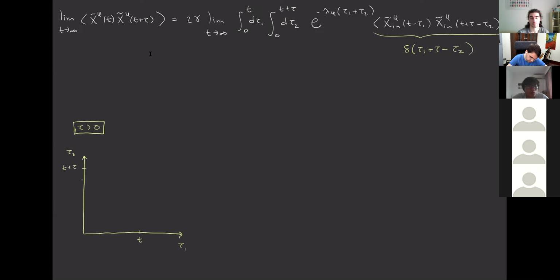So, and then t is somewhere around here, for example. Okay, tau is positive, so t plus tau is above t. So now what happens is the following. So this is the integration domain. And then this is the line tau1 equal tau2. And this line in here, so this is tau.